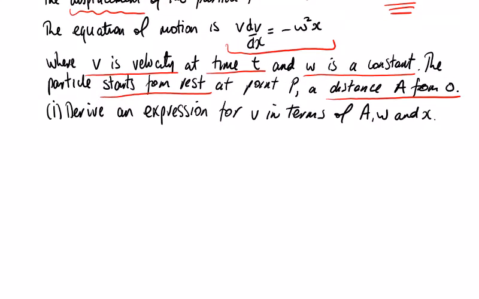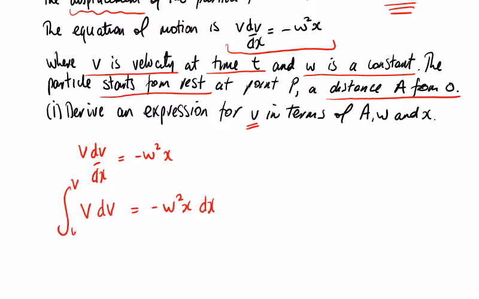Okay, let's see here. v dv/dx is equal to minus w squared x. We want v in terms of a, w and x, so we're going to need to integrate v dv and minus w squared x dx. And between what values? The velocity starts from rest, so we integrate this from v to 0. And x is my displacement, and it starts at a.